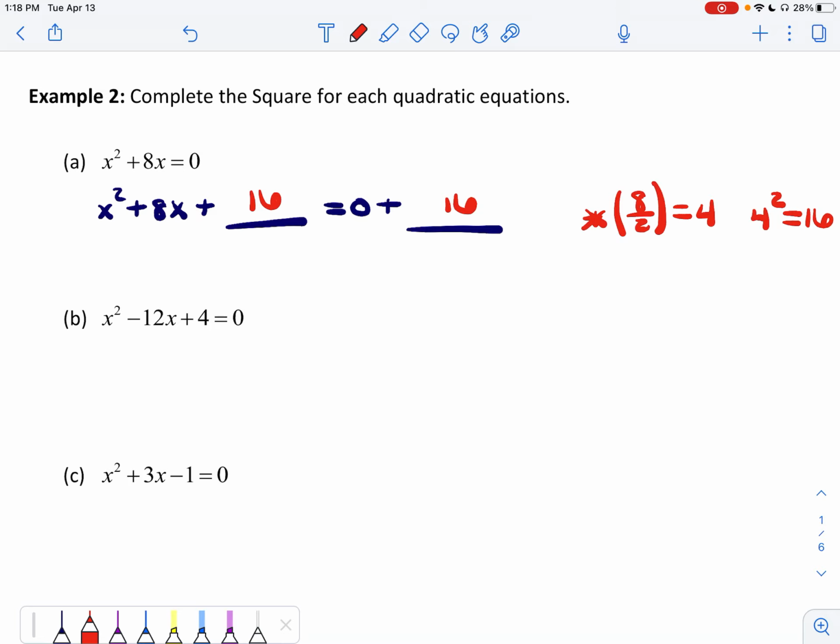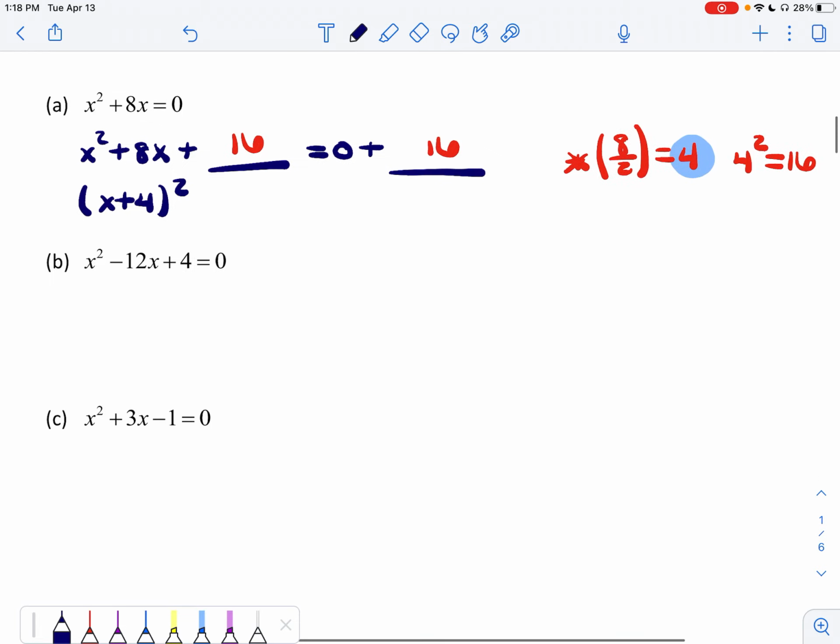Okay. Now, whatever number you got right here, so when you take your B term and divide it by 2, whatever number that comes out with, that's always the value that goes in your factor. So when we factor this, it's going to be x plus 4 quantity squared. Okay. All right, let's take a look at B.